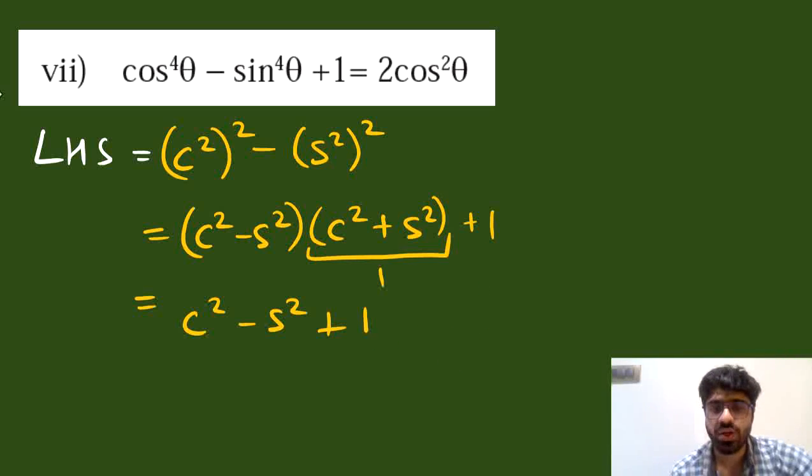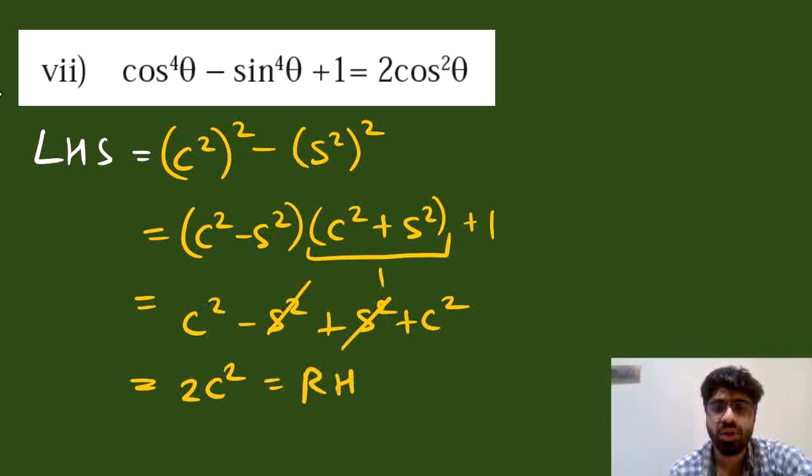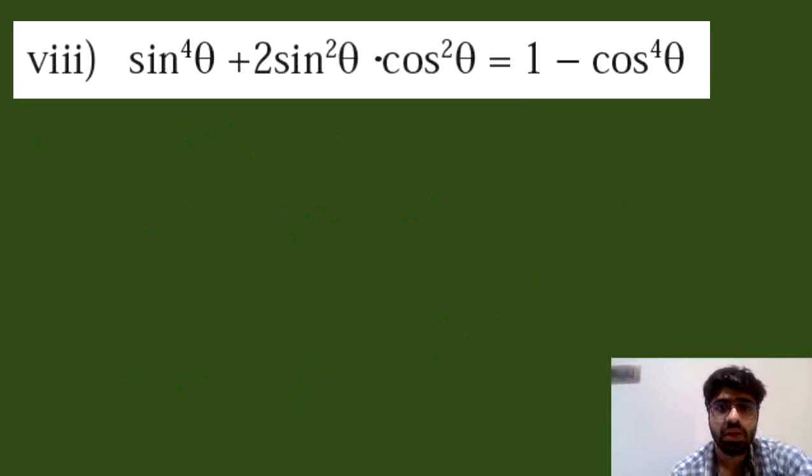And finally this 1 you can write it as sine square theta plus cos square theta. So you are cancelling off the sine square theta here. And cos square theta plus cos square theta is 2 cos square theta. And that is what you have on your right hand side. Yeah, so that's the 7th question. Let's go ahead with the 8th one.